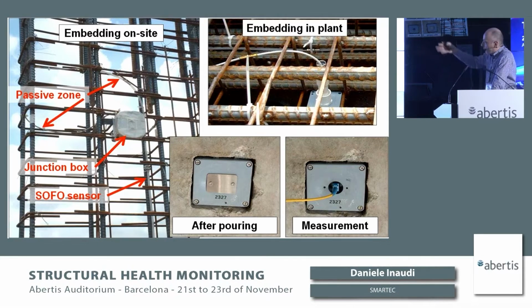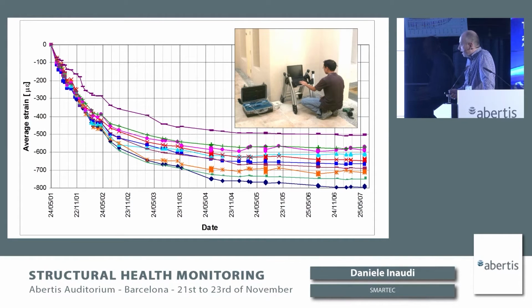Here are a couple of pictures of how you install the sensors in the columns of those buildings. They are then connected to a surface box where the readings can be taken. This is a picture of how manual reading might be taken. Some of the buildings have manual reading, others have automated readouts.